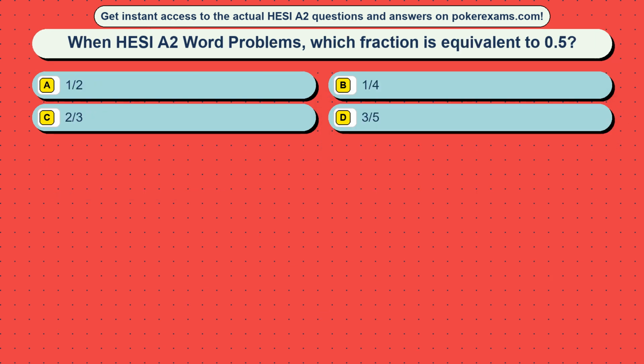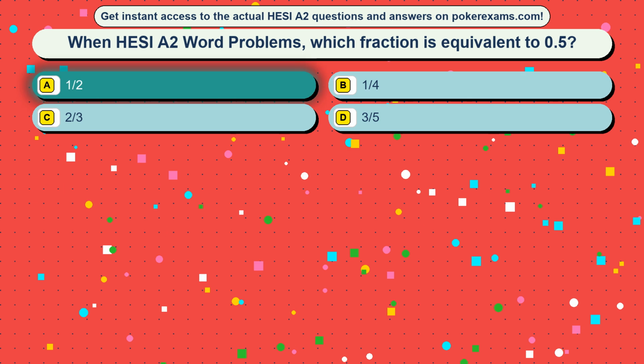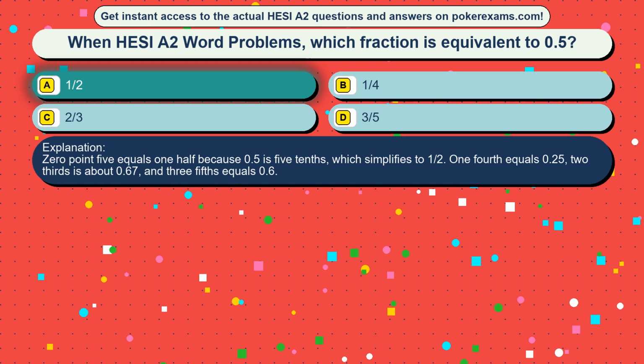Question 9. When HESI A2 word problems, which fraction is equivalent to 0.5? Option A, one half. Option B, one quarter. Option C, 2/3. Option D, 3/5. The correct answer is option A, one half. 0.5 equals 1/2 because 0.5 is 5/10, which simplifies to a half. 1/4 equals 0.25, 2/3 is about 0.67, and 3/5 equals 0.6.